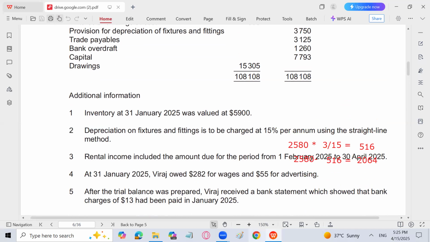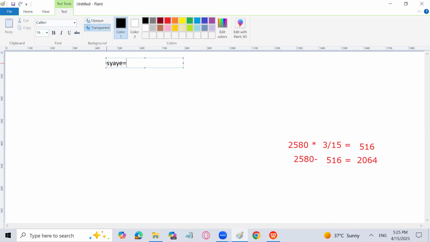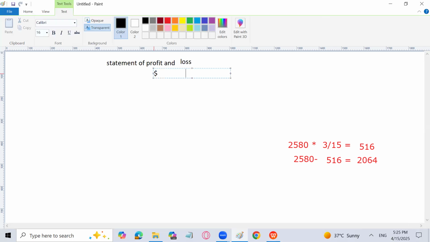Okay. Now let's prepare the statement of profit and loss, or the income statement. We'll start with the revenue, and for revenue we say less sales return. So let's see what the amount of revenue is.